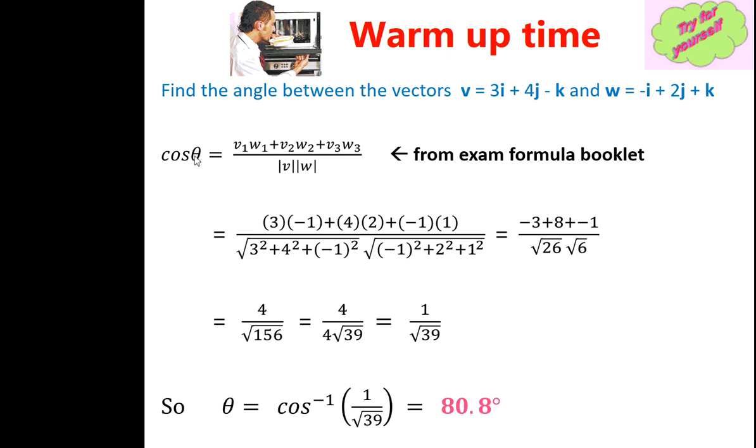And remember, this is just what cos theta is. So cos theta equals 1 over root 39. So therefore theta is cos minus 1 of 1 over root 39. Pop that in a calculator, because this would be a calculator question in this case. And you would get 80.8 degrees.